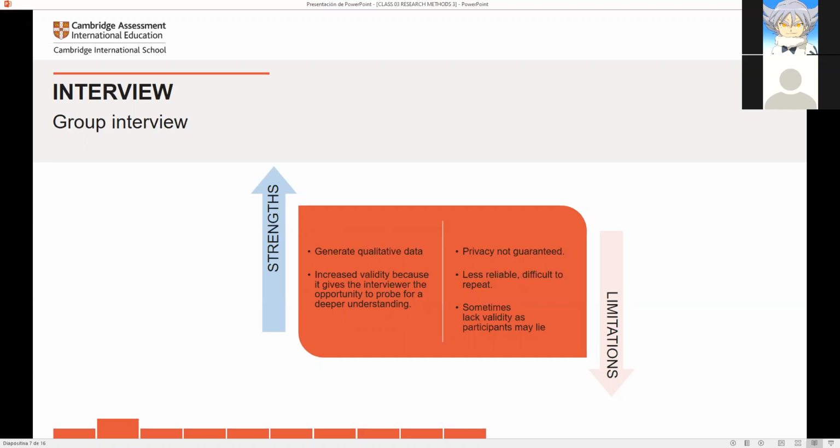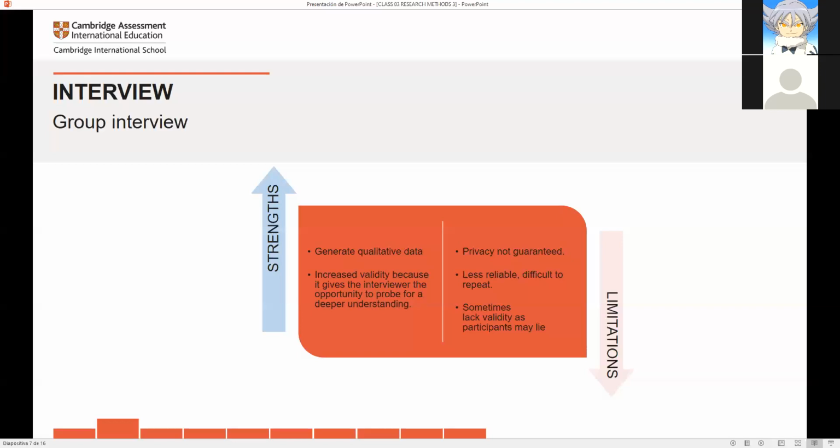Validity is that your instrument in this case is measuring what you want it to measure. It has increased validity, so it measures what you need to measure because you can ask questions over answers. In this case, the privacy is not guaranteed because as you have a group of people, you may not divulge the information of one of your participants, but another person might. This is less reliable and difficult to repeat.